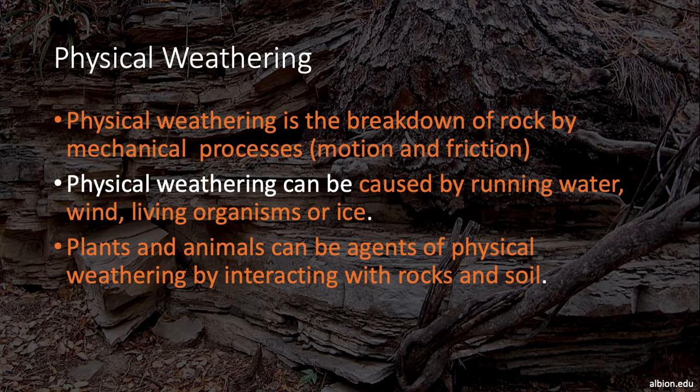Physical weathering is the breakdown of rock by mechanical processes. That means motion and friction. Physical weathering can be caused by running water, wind, living organisms, or ice. Plants and animals can be agents of physical weathering by interacting with rocks and soil.